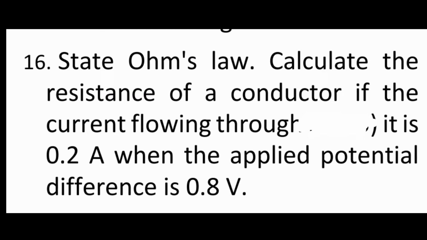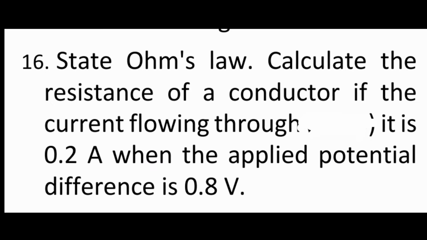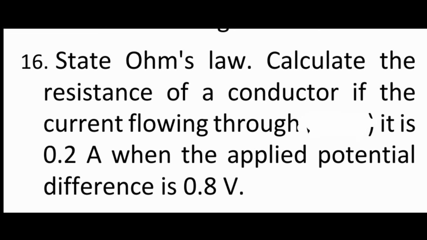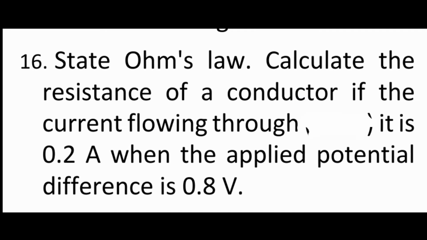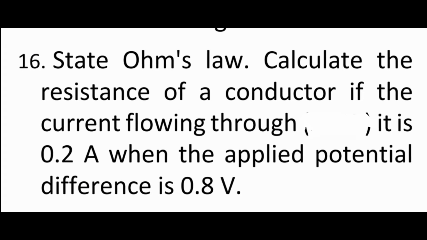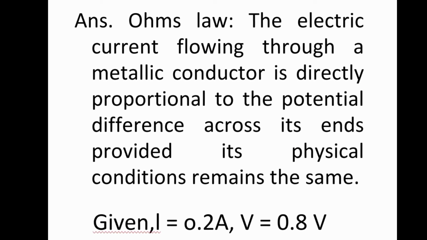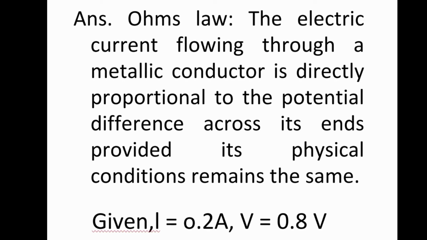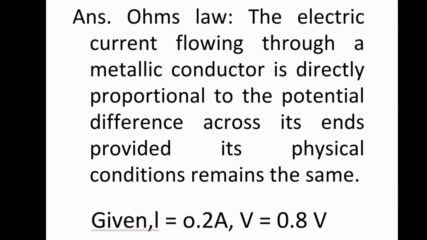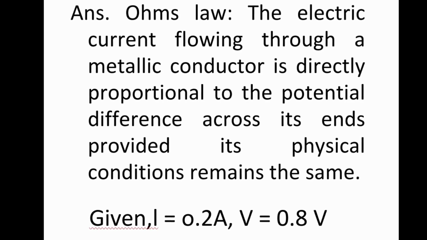The question was asked in the year 2015. The question is, state Ohm's law. Calculate the resistance of a conductor if the current flowing through it is 0.2 ampere when the applied potential difference is 0.8 volt. Here we have to state Ohm's law. Also we have to calculate the resistance of the conductor, and the given quantities are the current and potential difference.